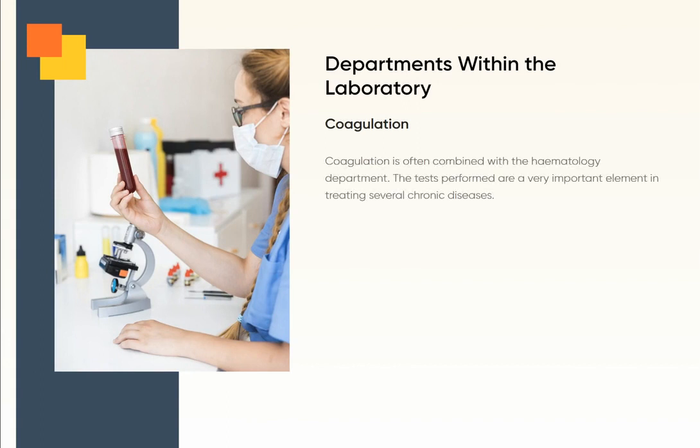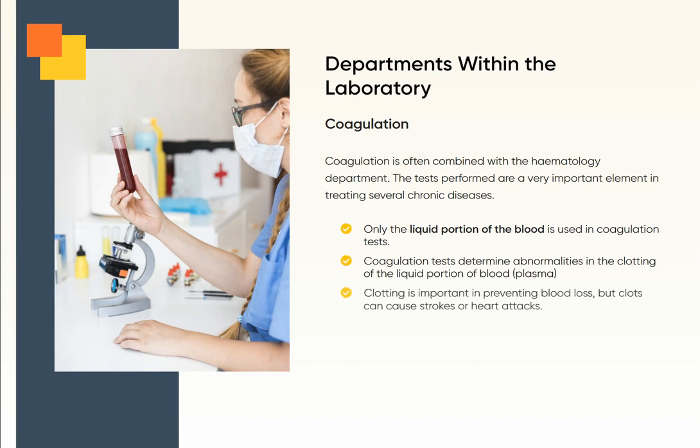Coagulation. Coagulation is often combined with the hematology department. The tests performed are a very important element in treating several chronic diseases. Only the liquid portion of the blood is used in coagulation tests. Coagulation tests determine abnormalities in the clotting of the liquid portion of blood, plasma. Clotting is important in preventing blood loss, but clots can cause strokes or heart attacks. Two typical tests are prothrombin time, PT, and activated partial thromboplastin time, aPTT.